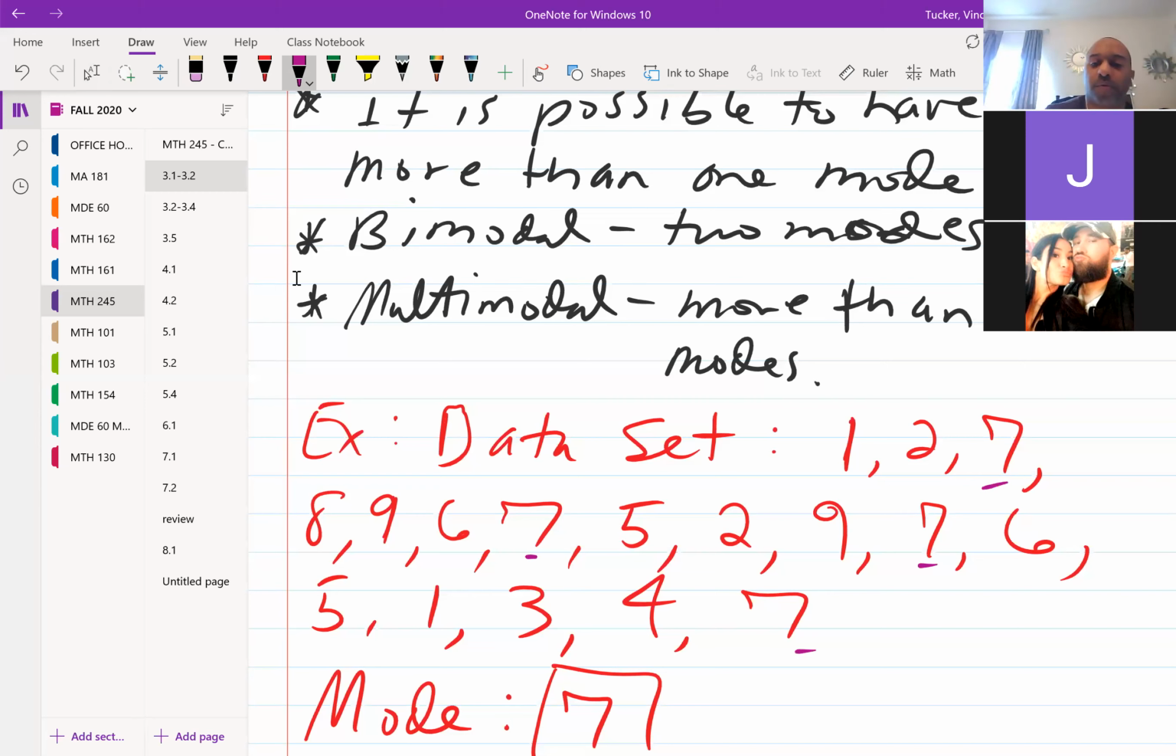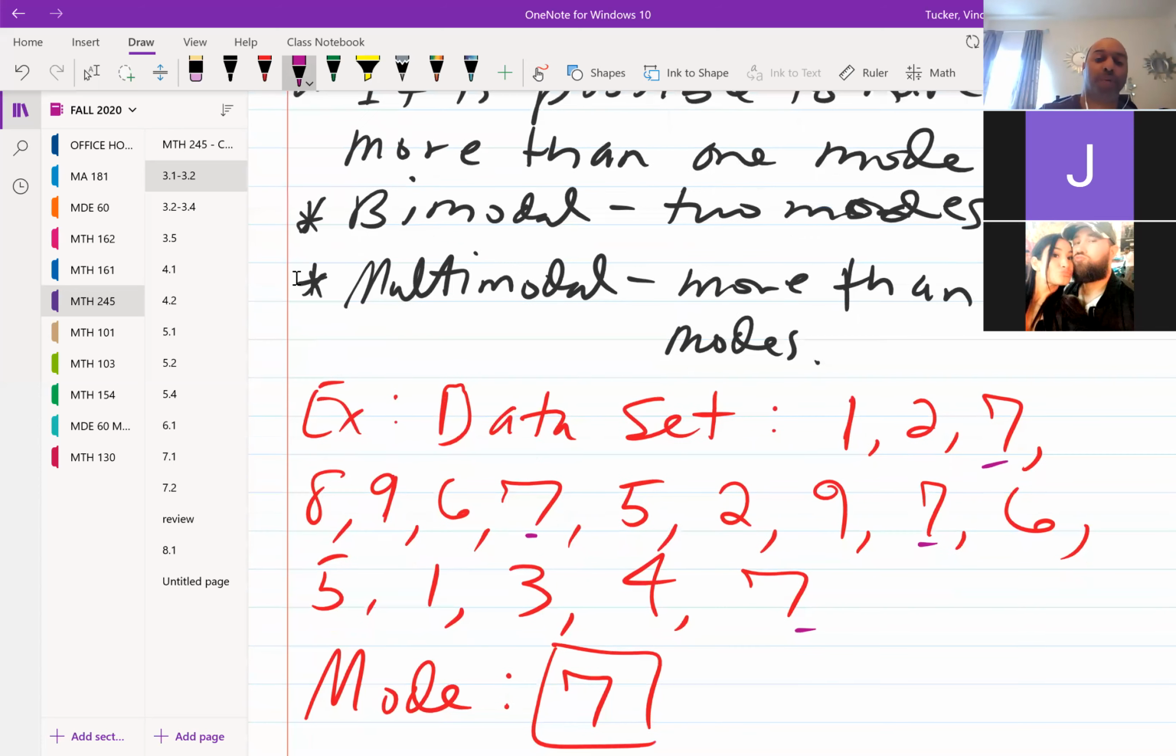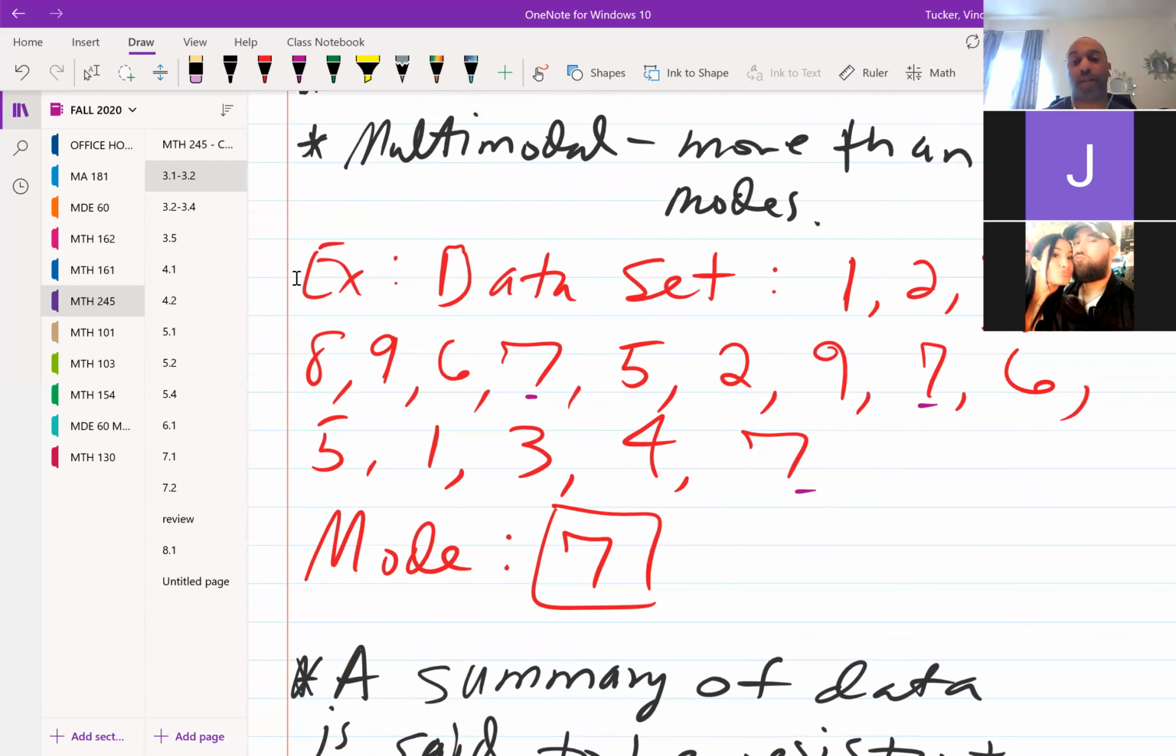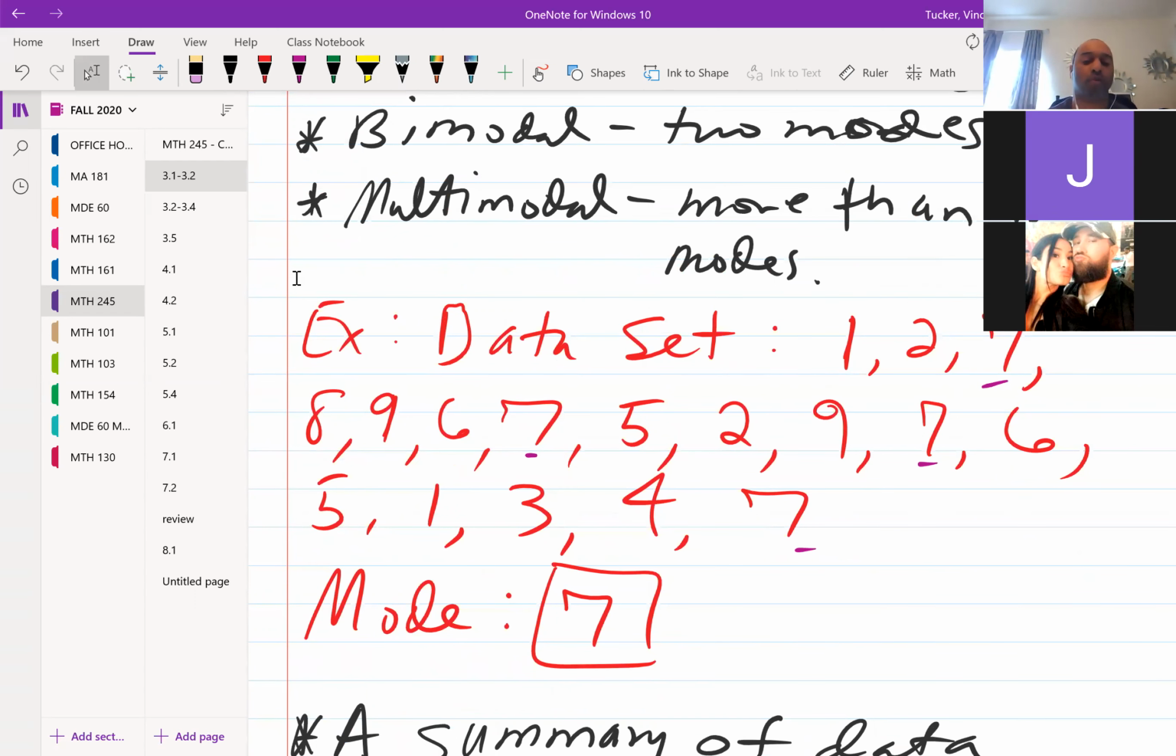Would that be considered multimodal? No, it would be multimodal if you had a data set where 7, 5, and 8 appeared the same amount of times, but everything else appeared less. So you would be listing 7, 5, and 8 as your modes. But since 7 appears 4 times and nothing else matches that, it would be just 7.